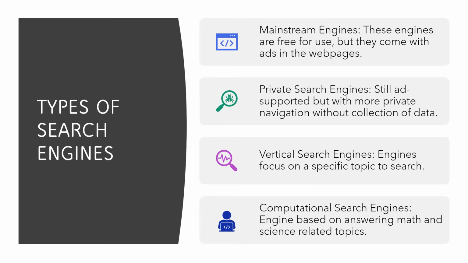And types of search engines. Mainstream engines: these engines are free to use, but they come with ads on the web page. Private search engines: still ad supported, but with more private navigation and less collection of data. Vertical search engines: engines that focus on specific topics to search. For example, if you have a report on the medical field, it's better to use a vertical search engine to find medical related topics. And computational search engines are based on answering math and science related topics.